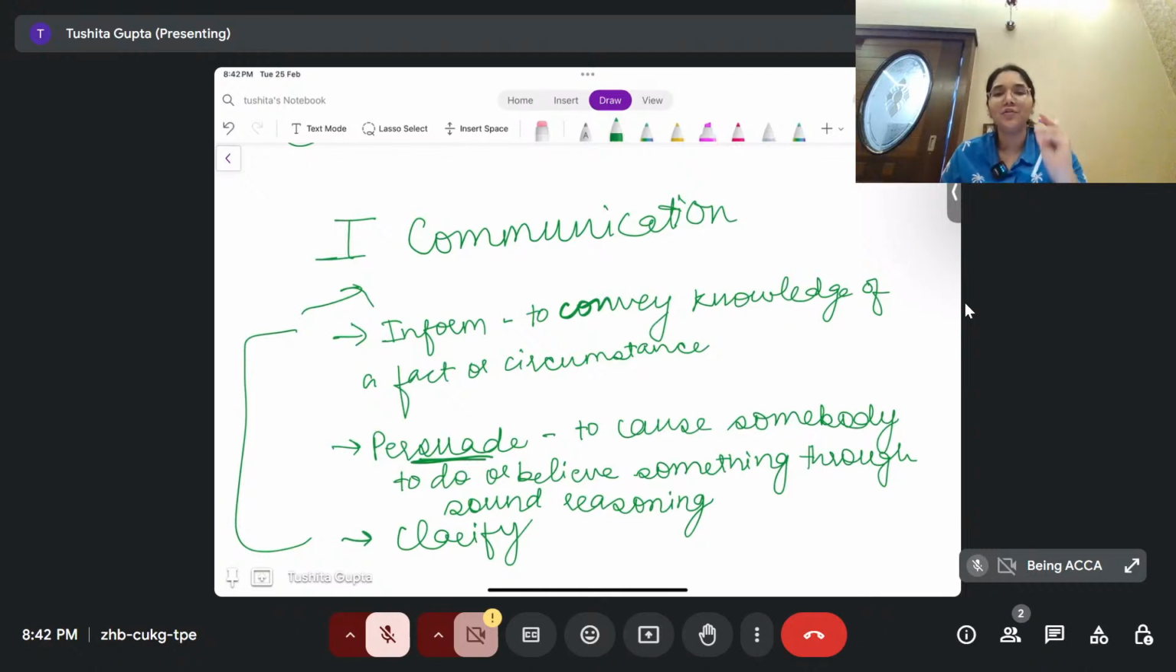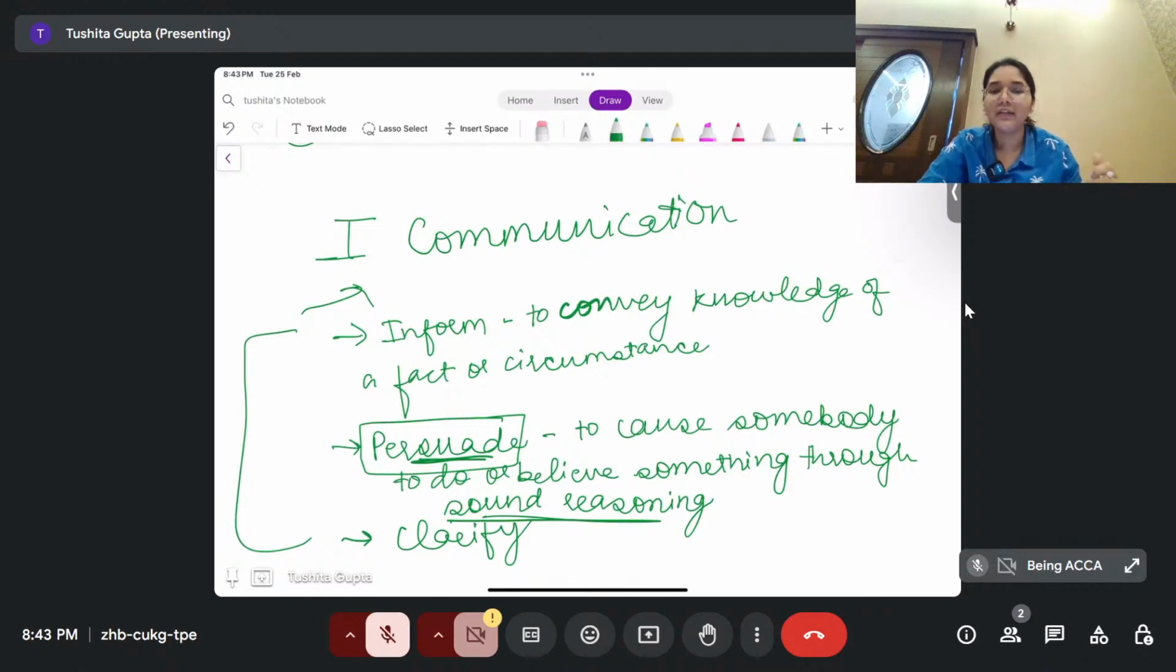So putting this into the SBL perspective, whenever the verb says persuade, you will have to give proper reasons. Sound means proper reasoning to be able to convince that person to do something or believe in something. Whenever the requirement says persuade, you are going to give multiple reasons, and then at the end you will say that because of these reasons I believe that you should do this XYZ thing, you should take up this project or not take up this project. So persuading means convincing by giving proper reasoning.